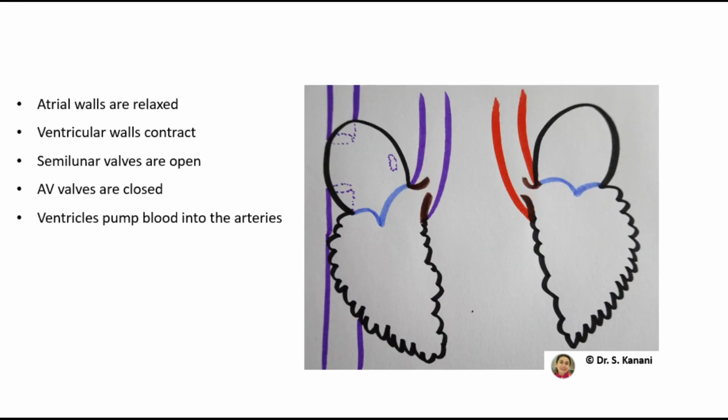So as a summary, we know that atrial walls are relaxed during ventricular ejection, because as I mentioned in the videos, atrial walls contract only during atrial systole. During all other phases of cardiac cycle, atrial walls are relaxed. So during ventricular ejection, atrial walls are relaxed. The ones that are contracting would be ventricular walls.